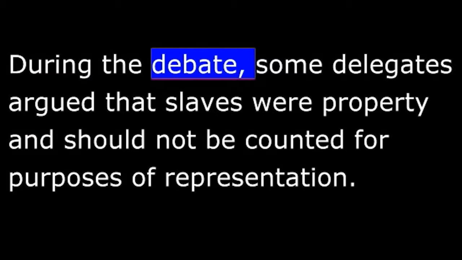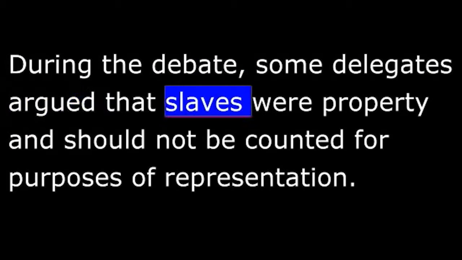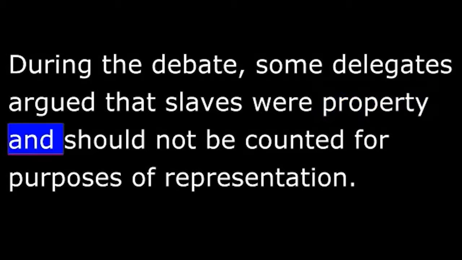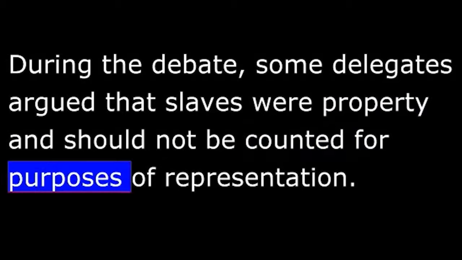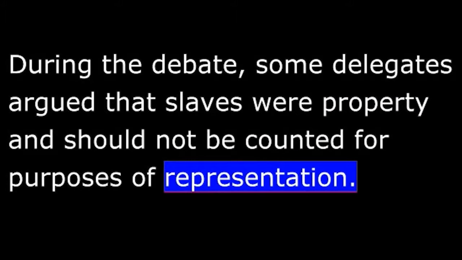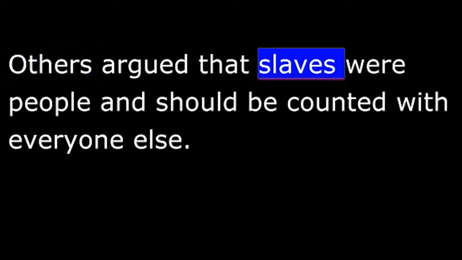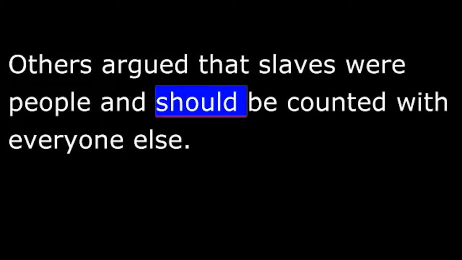During the debate, some delegates argued that slaves were property and should not be counted for purposes of representation. Others argued that slaves were people and should be counted with everyone else. Gouverneur Morris of Pennsylvania made an angry speech. He denounced slavery as an evil institution.